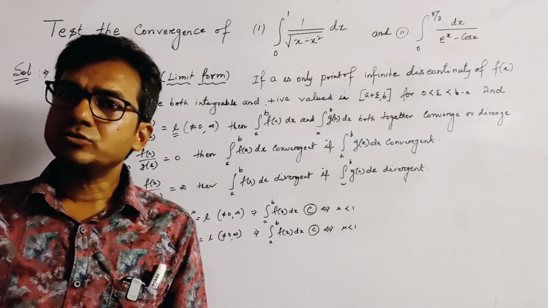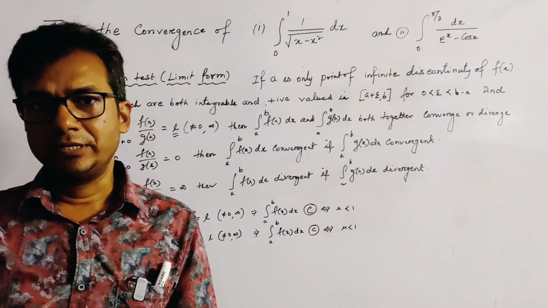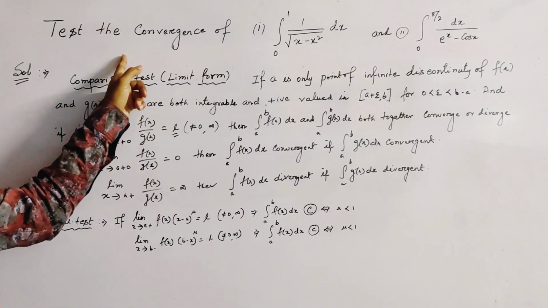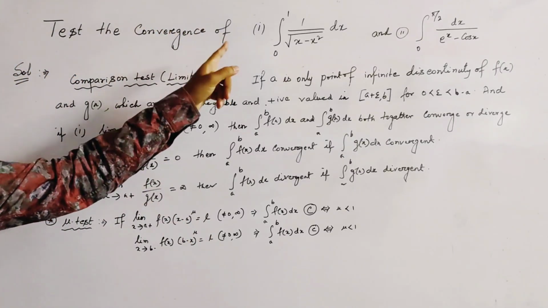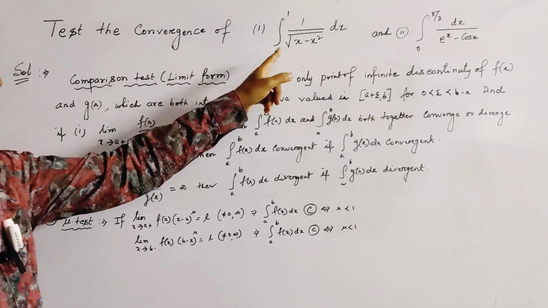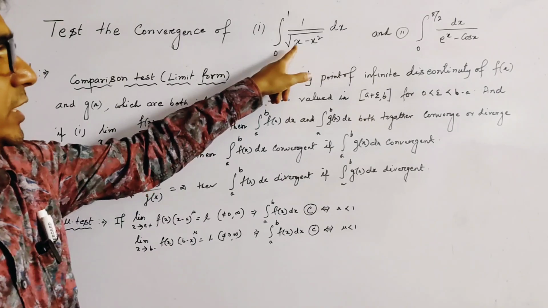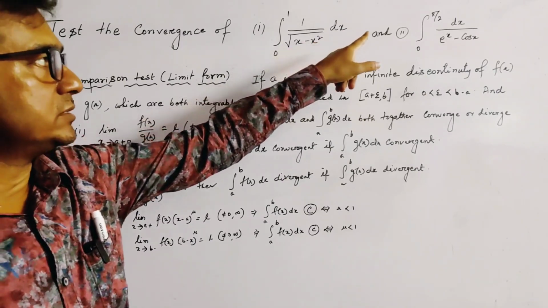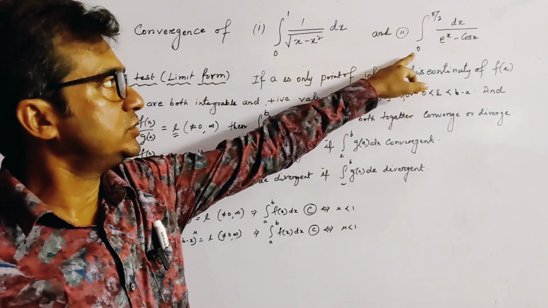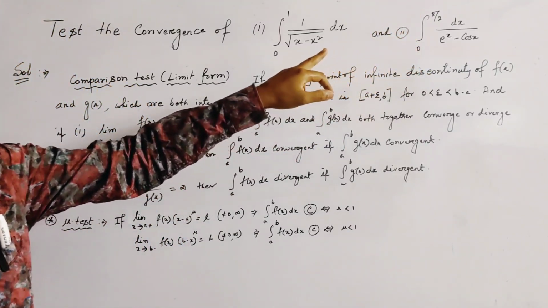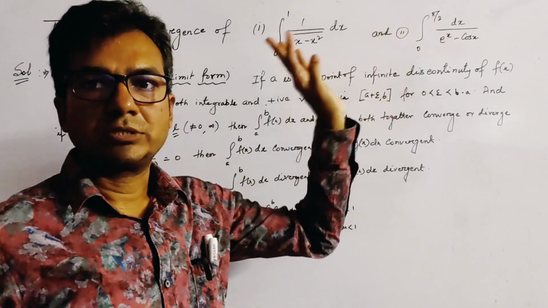This is a class on improper integration, and here we test the convergence of two important improper integrals. The first one is the integral from 0 to 1 of 1 by root under x minus x squared dx, and the second one is the integral from 0 to pi by 2 of dx by e to the power x minus cos x.